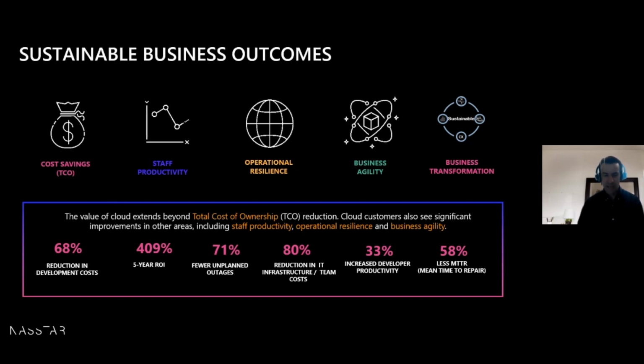So there's a few stats on here I've popped on. I won't go through them all, but 68% reduction in developer costs. That's an on-prem to public cloud type benefit statement.